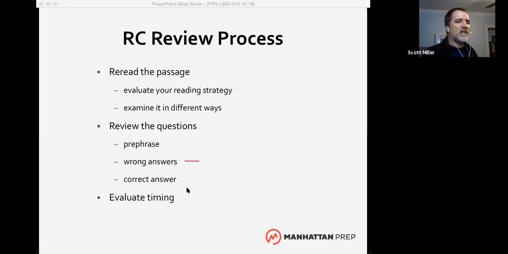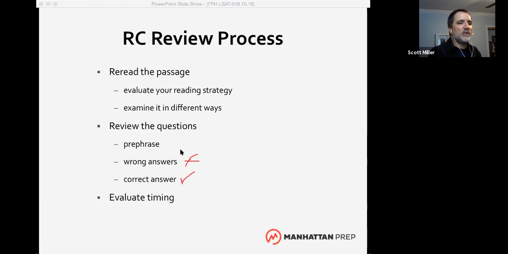And then always understand why the correct answer is correct. Again, never be satisfied with just a general sense of why the correct answer is correct. Look at the question again, look at the correct answer or the answer that you think is correct, and see if you can find support for that in the passage, the parts of the passage that support that answer.